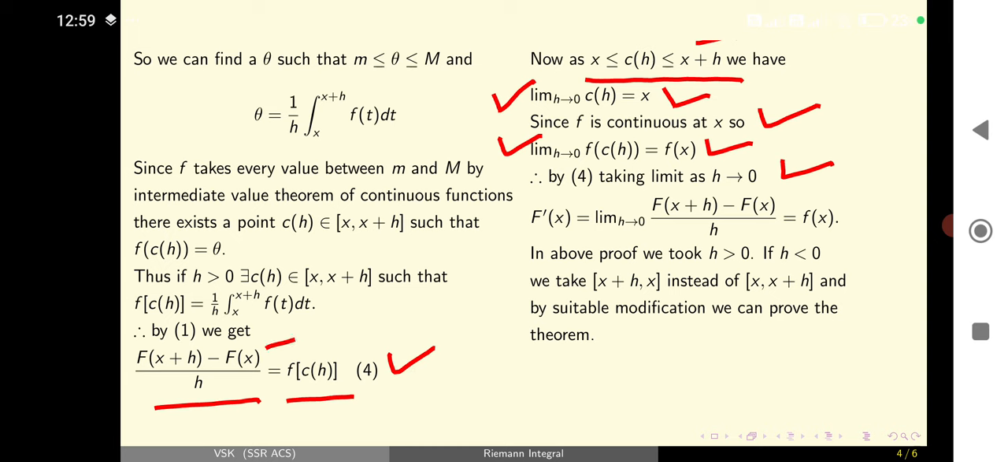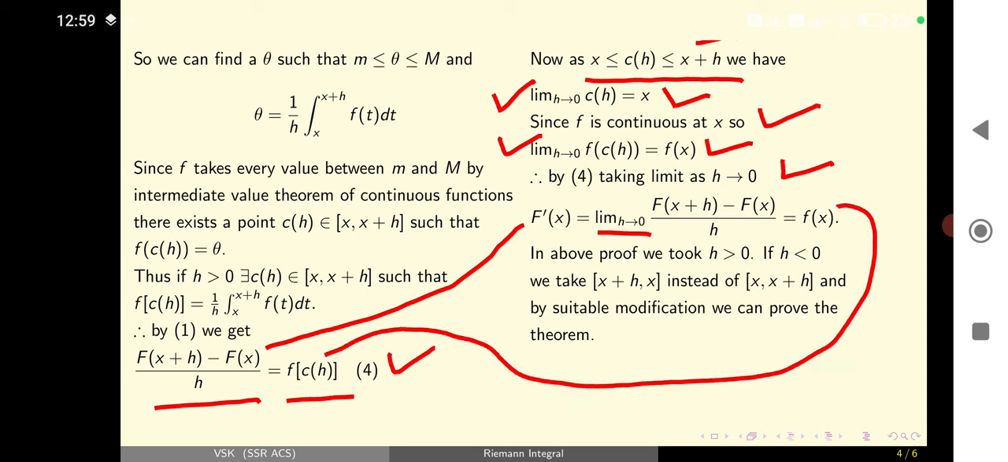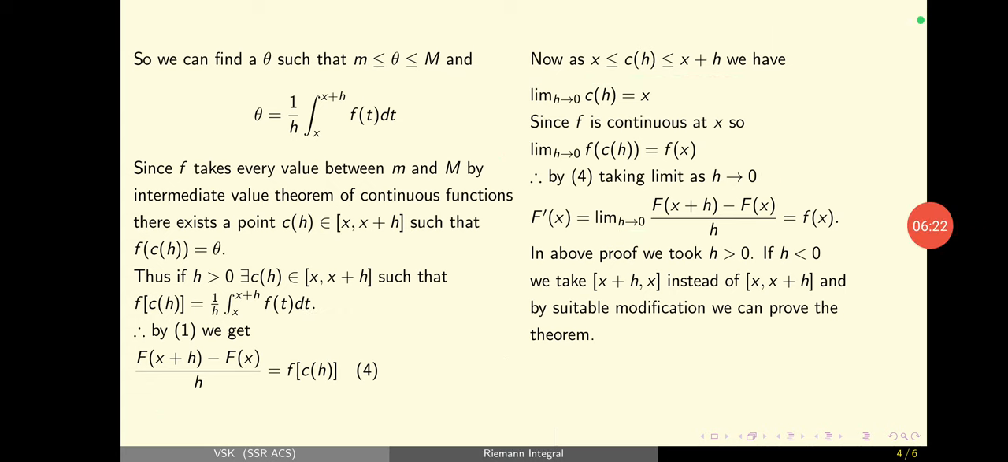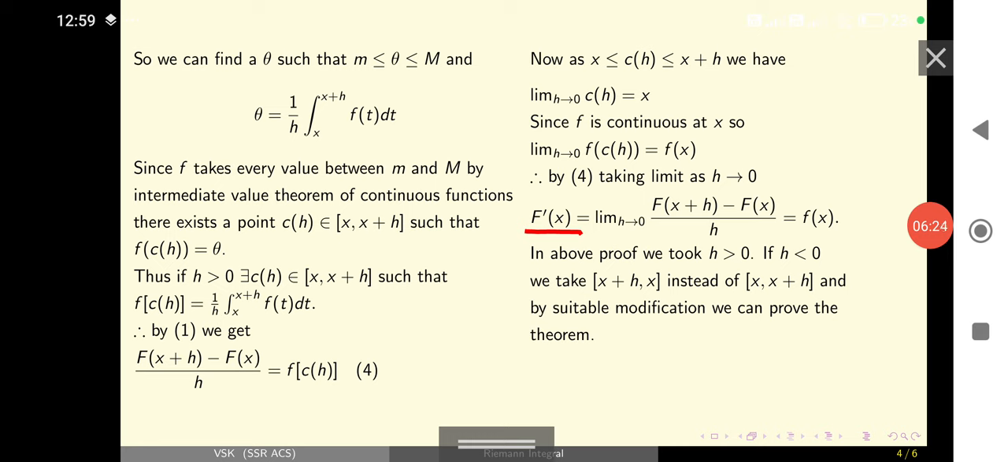So from this fourth relation, taking limit h tends to 0 on both sides, the left hand side will become F'(x), and this is equal to limit h tends to 0 of (F(x+h) minus F(x)) by h, and the right hand side f(c_h) will be equal to small f(x). So we have proved that capital F'(x) is equal to small f(x). In the above proof, we took h greater than 0.